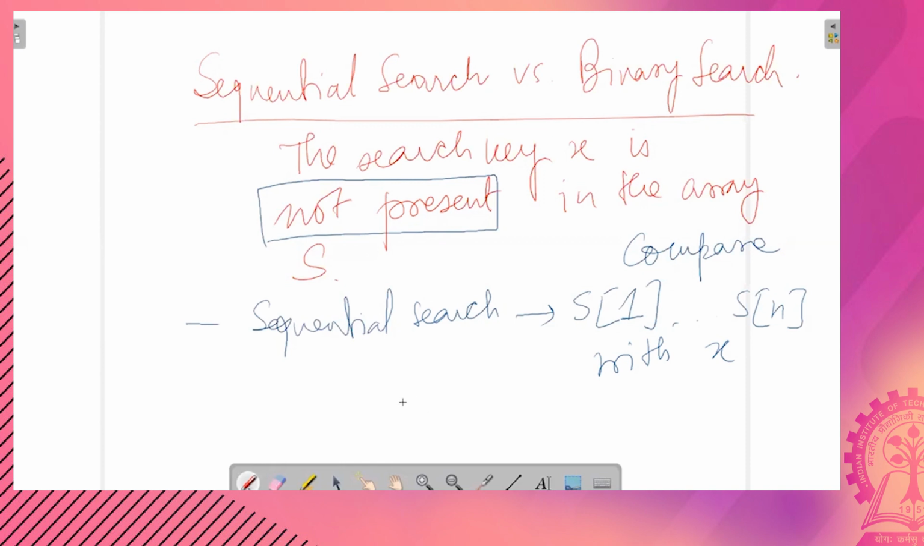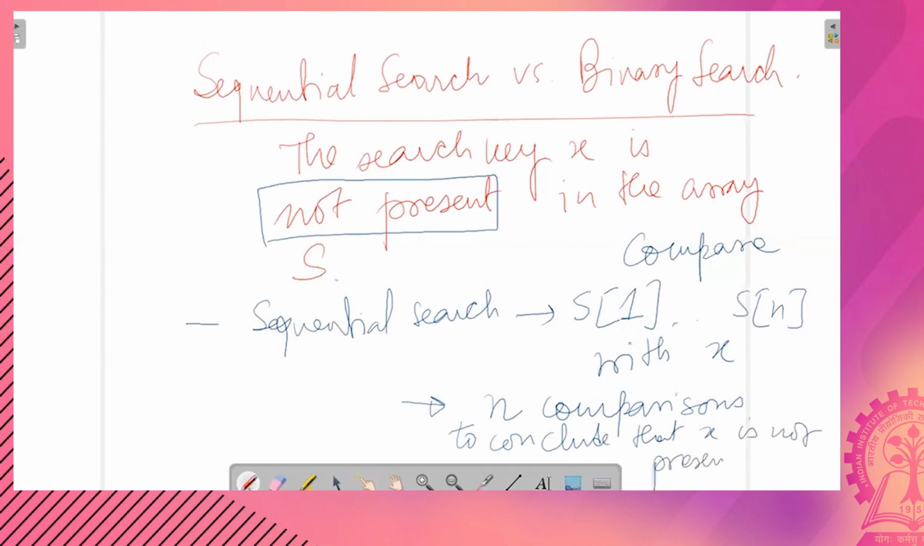So sequential search actually makes you compare each and every individual element in S with X, and therefore no matter whatever is the input condition, we have to always make n comparisons in order to conclude that X is not present in the list S. So you cannot do any better.